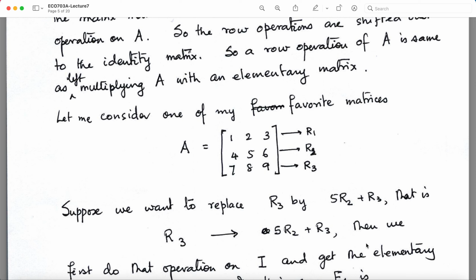And 6 will become 30. Now you add it with the row 3. So 20 plus 7, 27, 25 plus 8, 33, 30 plus 9, 39. So 27, 33 and 39, these would be the new entries of the transform matrix. So the transform matrix would be 1, 2, 3, 4, 5, 6, 27, 33, 39.